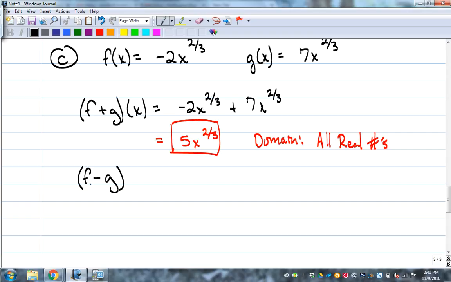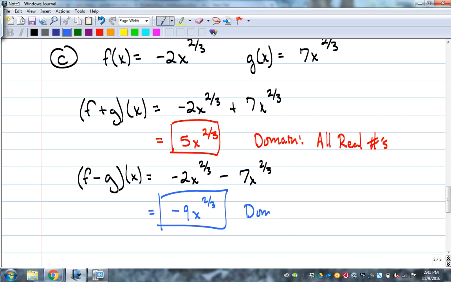Subtraction. Negative 2x to the 2/3 minus 7x to the 2/3. That'll simplify to be what? Negative 9x to the 2/3. What's the domain of that one? All real numbers.